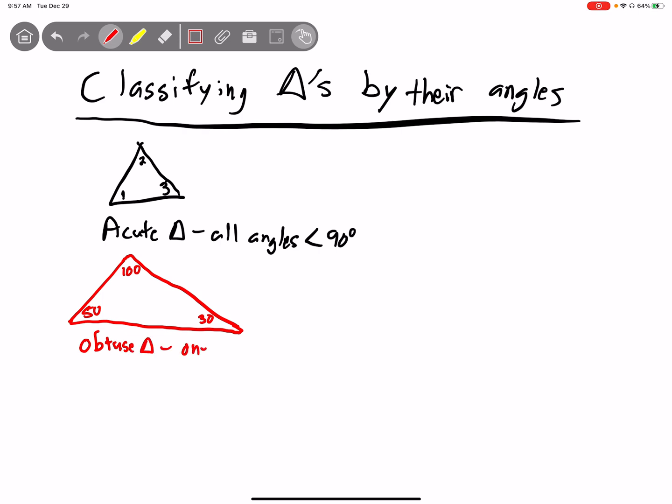because one angle is between 90 and 180 degrees. Okay, it cannot be 90 or 180 degrees to be an obtuse triangle. It has to be between 90 and 180.